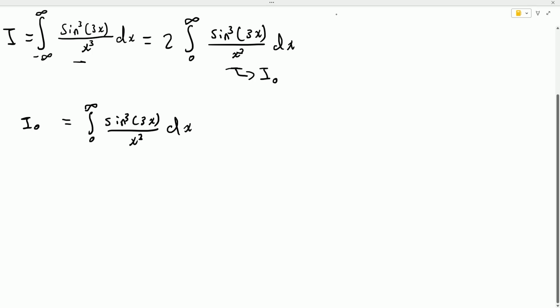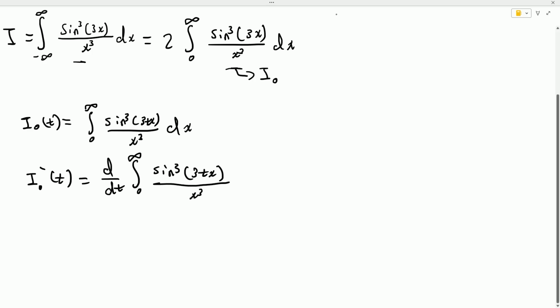Well, let's now invoke the Feynman trick. We are going to define I sub 0 of t, with some parameter t, and we'll place this t right here inside of the sine function. And what we are going to do now is take the first derivative with respect to t. So we are going to get I sub 0 prime of t, which is going to be the derivative with respect to t of the integral from 0 to infinity of the sine cubed 3tx all over x cubed dx.